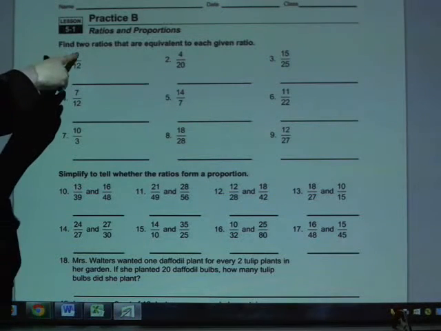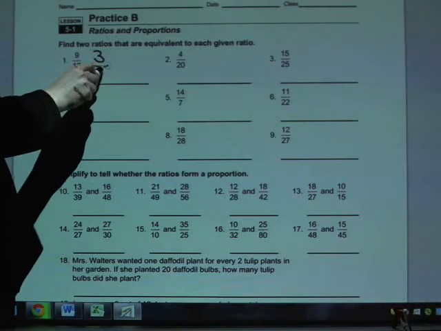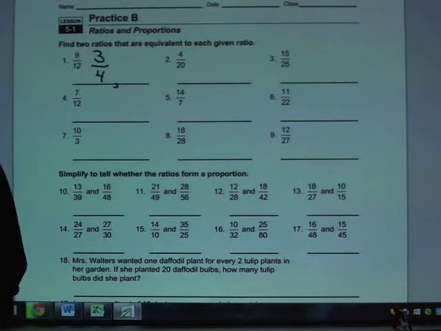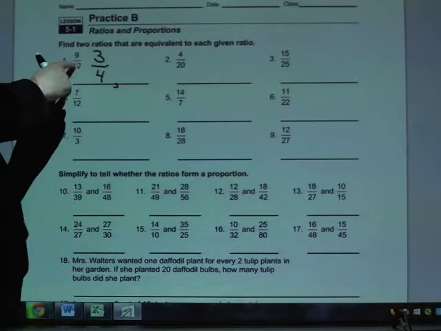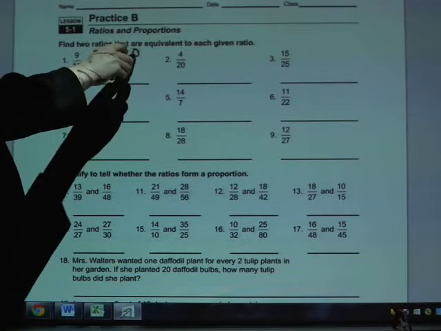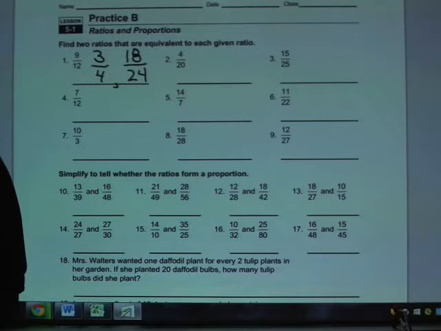I'm going to do 9 divided by 3, which is 3, and 12 divided by 3, which is 4. And there's one answer. And then let's say instead of thinking about making it smaller, I want to make it bigger. Well, let's say I want to do something kind of easy and multiply the top and the bottom by 2. 9 times 2 is 18. 12 times 2 is 24. So I have 18/24. And there are two ratios that are equivalent to 9/12.